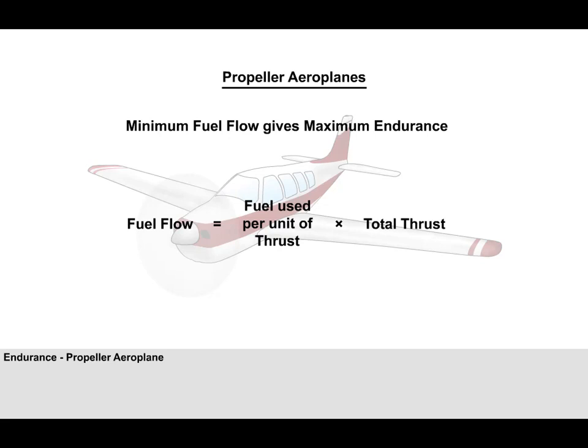Turboprop and piston engines first convert chemical energy in the fuel into power output on a shaft. The propeller then converts that power into thrust. So, whereas for a jet the formula for fuel flow was fuel used per unit thrust multiplied by the total number of thrust units, for a propeller the formula is fuel used per unit of power multiplied by the total units of power. Obviously, to minimize the fuel flow, the fuel used per unit of power and the total number of power units developed must be kept to a minimum.